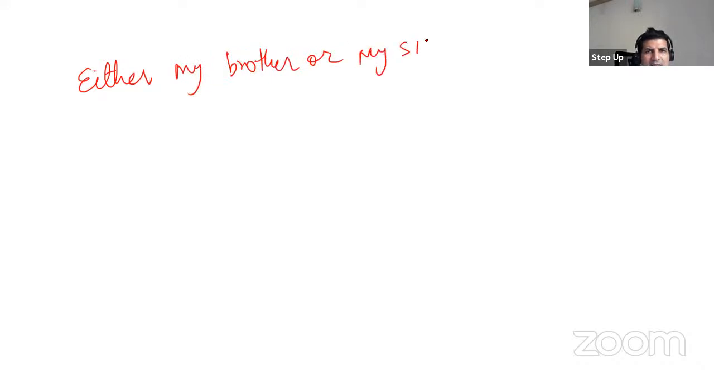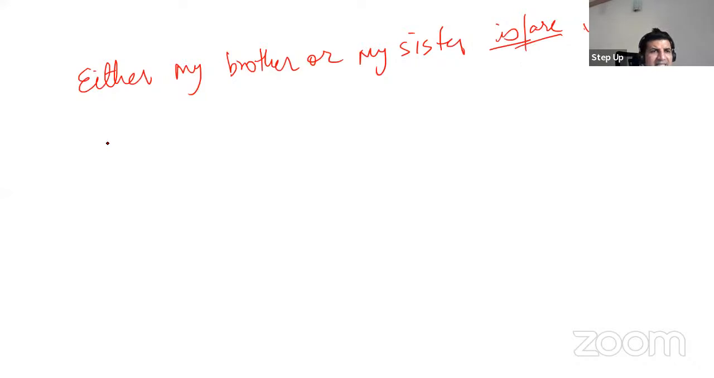Okay, now one more. Let's say I say, either my brother or my sister is or are visiting me. So should it be "is" or should it be "are"? Very simple. Either this or that. So this is easy, right? It should be "is" obviously, right? Because either my brother will come or my sister will come, right?